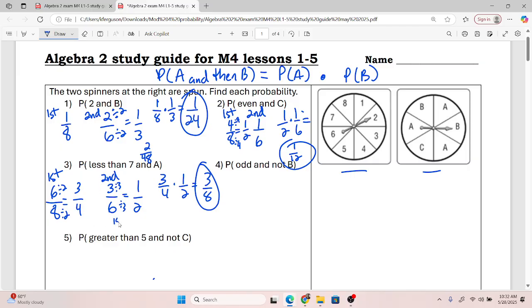Now, 18 over 48 might be a little tougher for some folks trying to figure out what number goes into 18 that also goes into 48. Well, they're both even numbers, so you can divide by 2. But they're also numbers that can be divided by 3. They're also numbers that can be divided by 6.